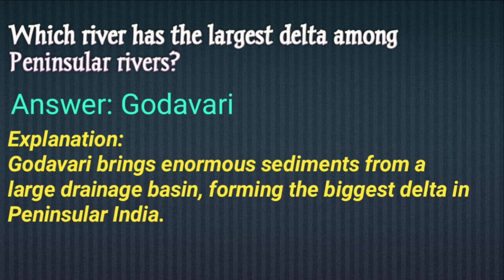Which river has the largest delta among peninsular rivers? Answer: Godavari. Explanation: Godavari brings enormous sediments from a large drainage basin, forming the biggest delta in peninsular India.